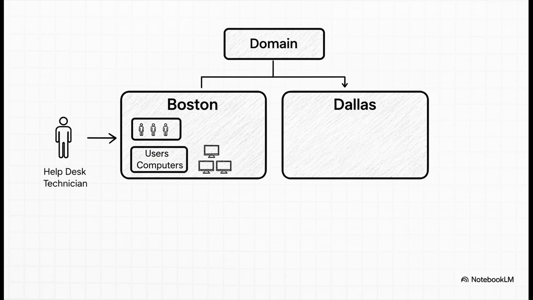For most organizations, though, the recommended starting point is a location-based model, just like the one in this diagram. You create a top-level OU for each major site, and then inside those, you create sub-OUs for different object types, like users and computers. This makes it incredibly easy and intuitive to delegate permissions. You can give the Boston Help Desk team control over only the Boston OUs.